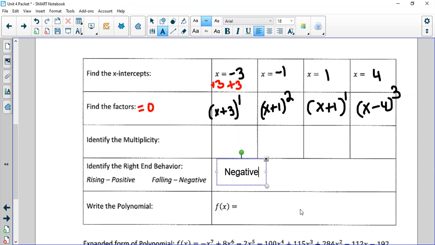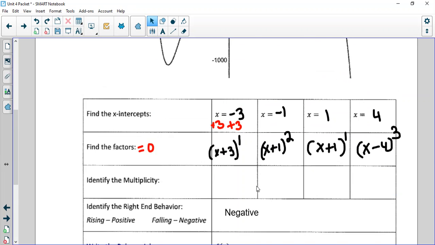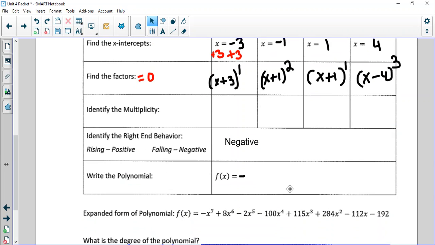And now finally we're ready to write the polynomial. To write the polynomial, if it's positive, you don't write plus, you just leave it blank. But since it's negative, I'm going to go ahead and write the negative. And then we just put all of these down here. So you have the negative because the graph is going down, and then you just write all of this down.